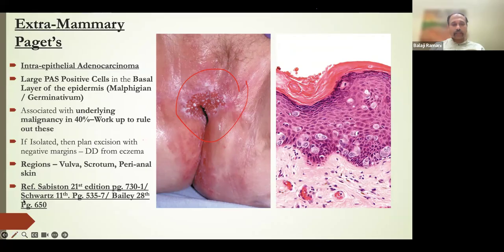All that is what we already discussed, and there is an underlying malignancy in 40% of cases. So whenever you have a lesion like this, you have to look for either perianal or perivulvar. Whenever it is there, look for a vulvar carcinoma, vulvar adenocarcinoma, cervical adenocarcinomas, vaginal carcinomas, anal and rectal carcinomas, or bowel carcinomas, sigmoid carcinomas. All these are common whenever you have a Paget's disease in the perineal area. You have to look for these primary sources. In 40% you can have these. When it is isolated, then you can plan excision with negative margins, and regions you can look for, as I said, are vulvar, perianal, and the scrotal areas.